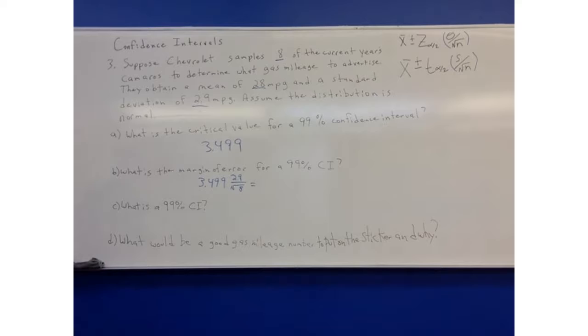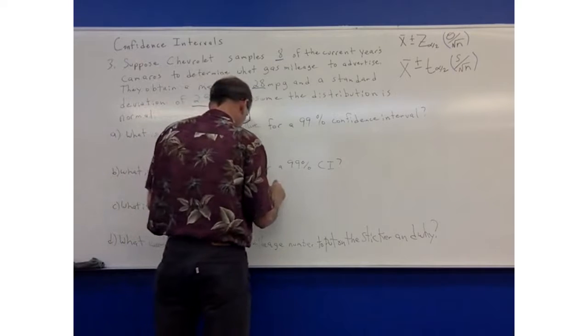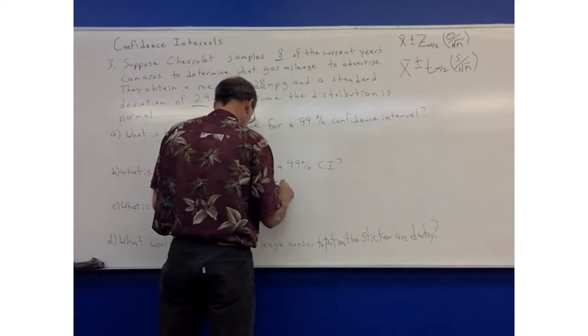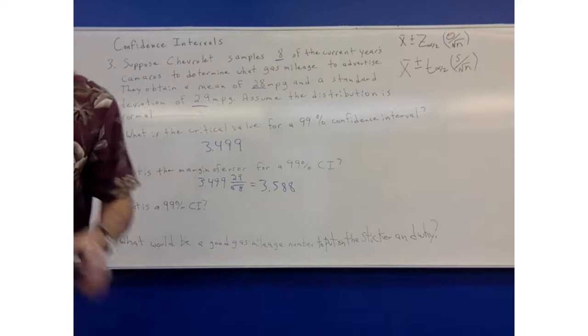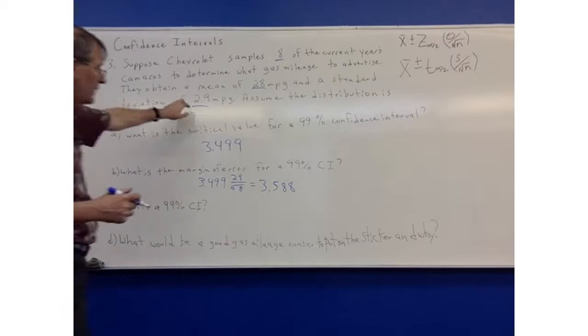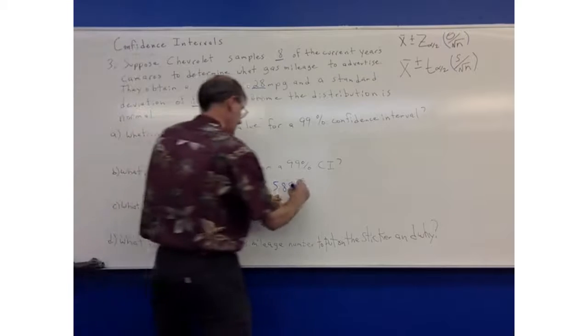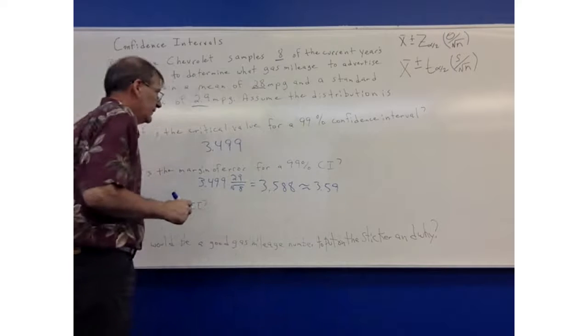3.499 times... I get 3.588. I'm going that far for right now. I may cut some decimals on it later. Okay, what's the 99% confidence interval? These are to 1 decimal, so I'm going to keep 2. So I'm going to change that to 3.59. Excuse me. Yes, 3.59.